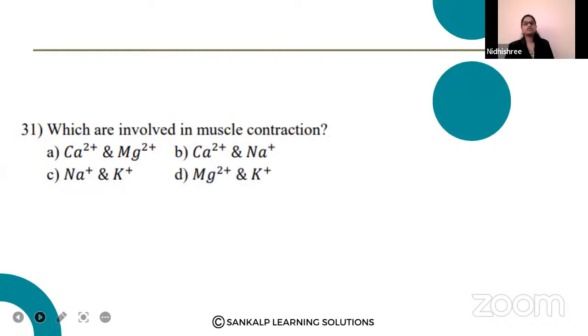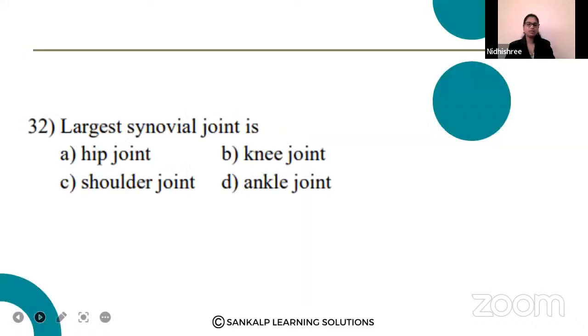Which are involved in muscle contraction? Calcium and magnesium, calcium and sodium, sodium and potassium, magnesium and potassium. Nandi Shavati option D, Saumya option C, Lohit option A. Then what about others? Dyuti option A, Sinchana option A, Nuhu Sayyed option D, Amruta option A. So the right answer is option A, that is calcium and magnesium ions.